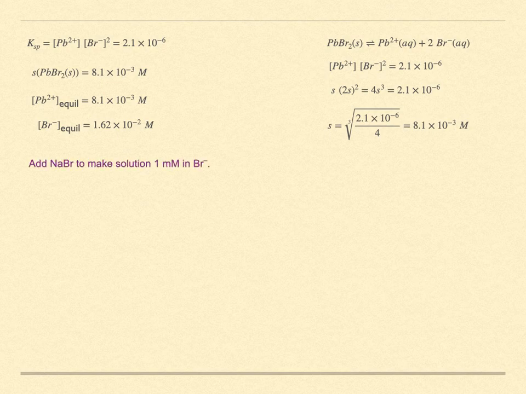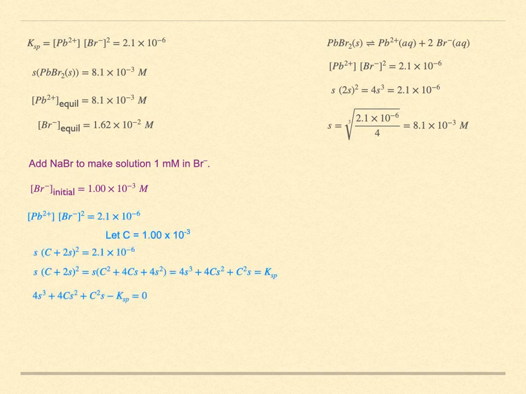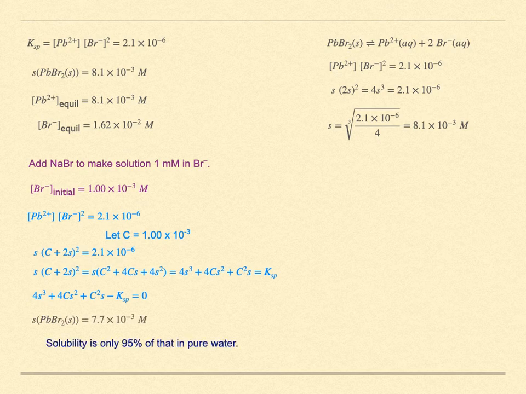Now sodium bromide is completely soluble, so the solution is 1 millimolar in bromide ion before we try to add the lead bromide. To calculate this new solubility value, we substitute S for the lead concentration, but the bromide concentration, when solubility equilibrium is achieved, will be 1 millimolar plus 2S. Multiply this out and find that it produces a cubic equation. Goal-seek can be set up as we've done before, and it readily produces the value S equals 7.7 millimolar. The solubility is now only 95% of that in pure water.